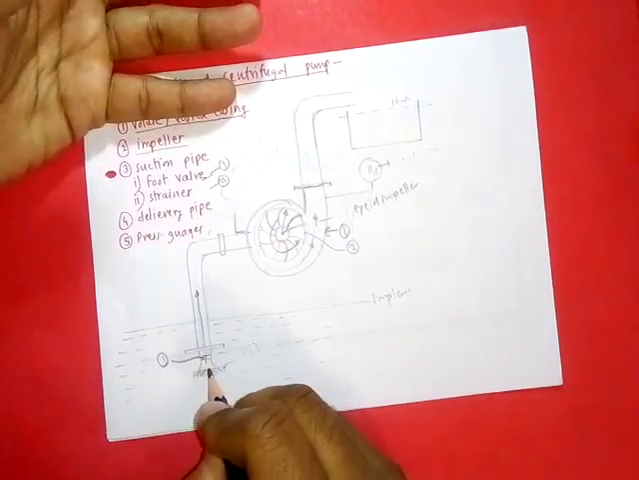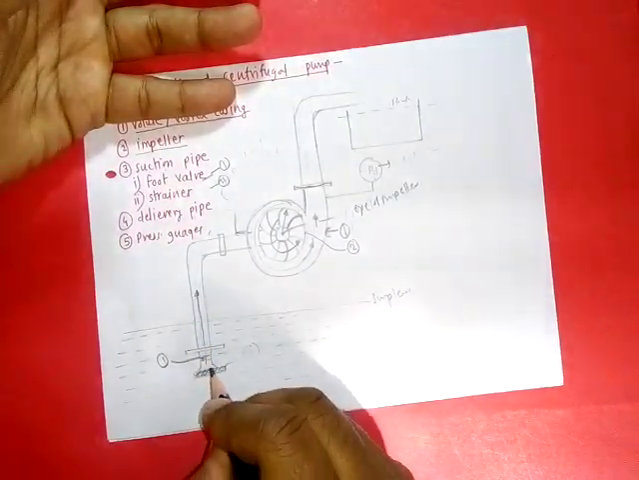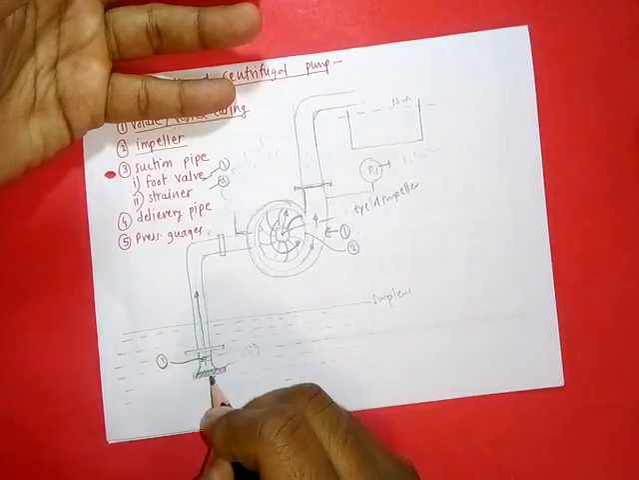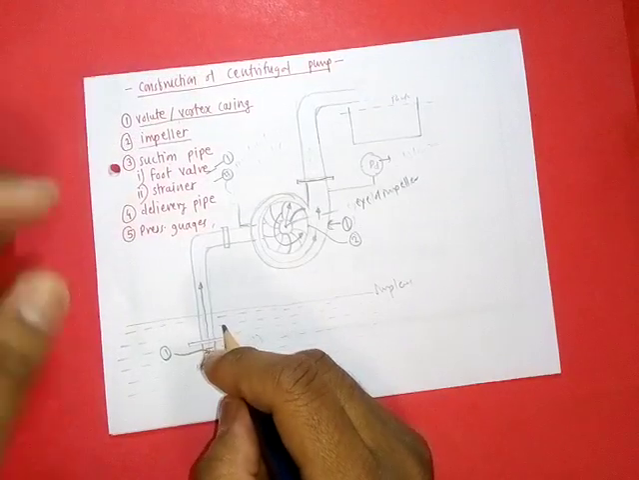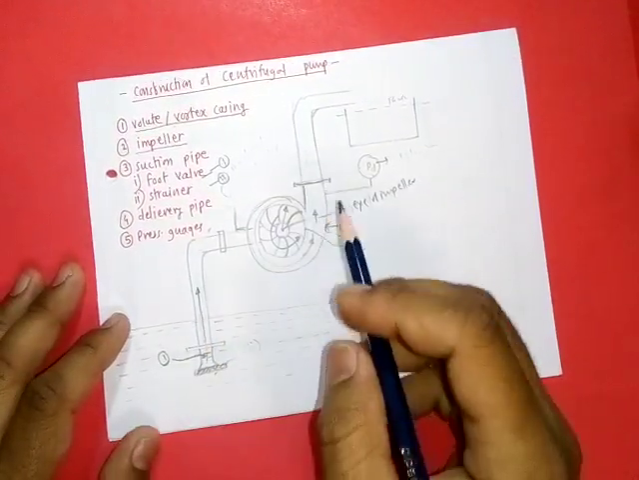Then there is a strainer. The strainer avoids entry of foreign particles or mud particles present in the river into the pump body. These are the parts of the pump.